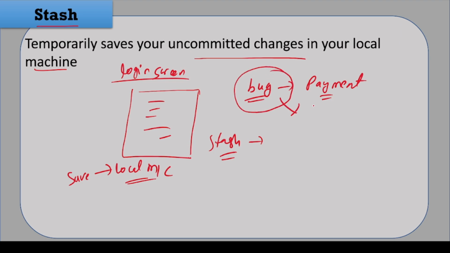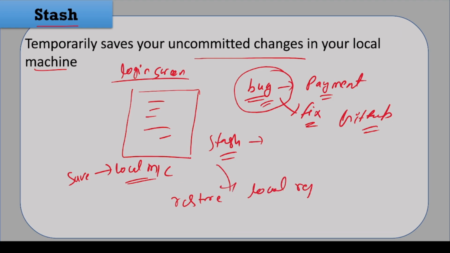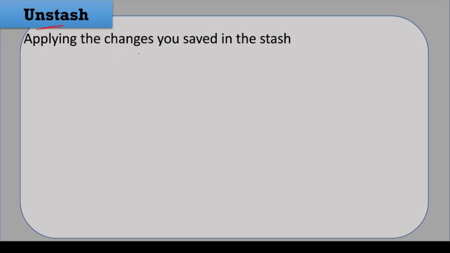Once you have fixed this bug, you can push these changes related to this bug into your GitHub repo, and then once you have pushed, you can restore your stash changes in your local repo. So how can you restore these changes? With the help of unstash, we can restore our changes, applying the changes you have saved in the stash. Let me show you a demo, then you will get more clarity.